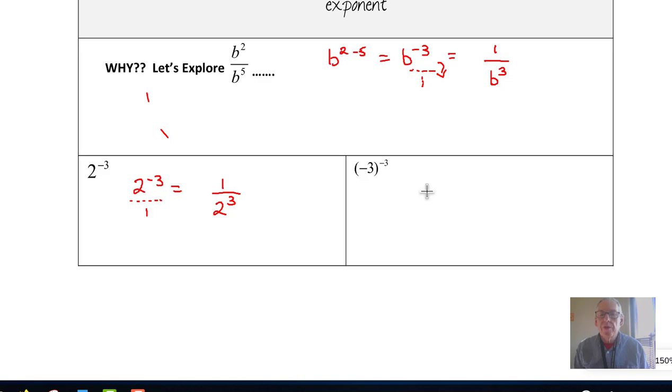Here we have negative 3 to the negative 3 power. So negative 3 to the negative 3. This whole base is to the negative 3 power. Again, pretend it's over 1. And the negative 3 really means that this base, which is negative 3, needs to be rewritten in the bottom of the fraction as a positive. Let's move on.